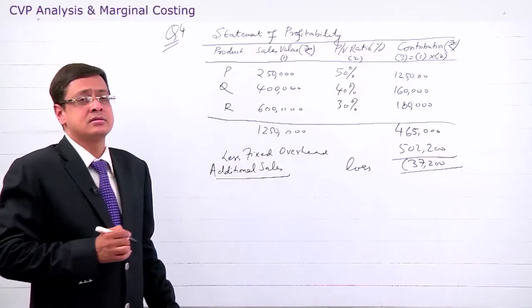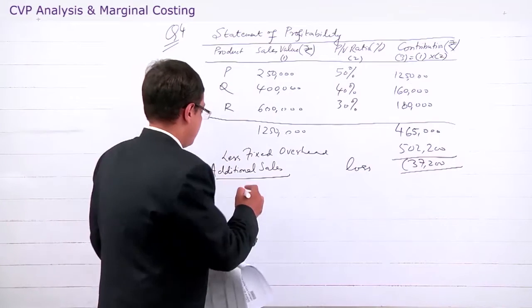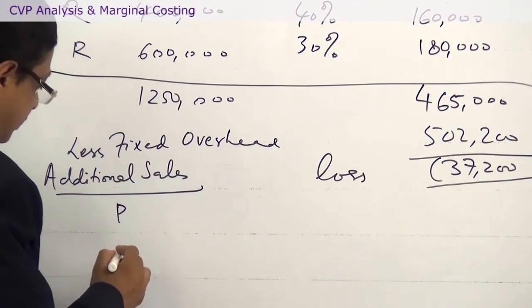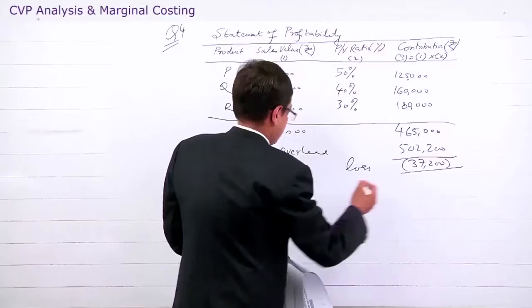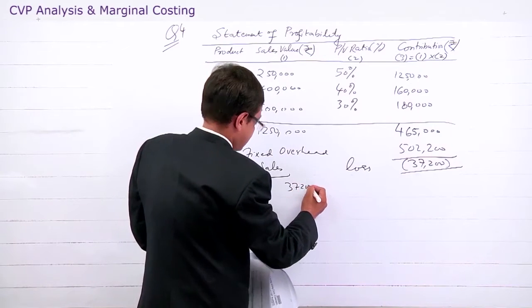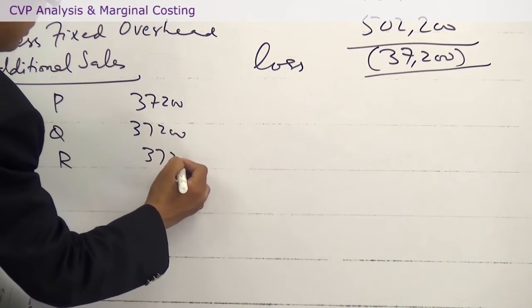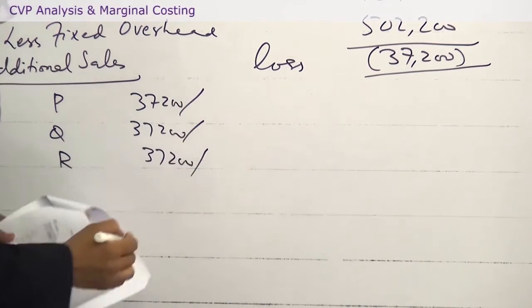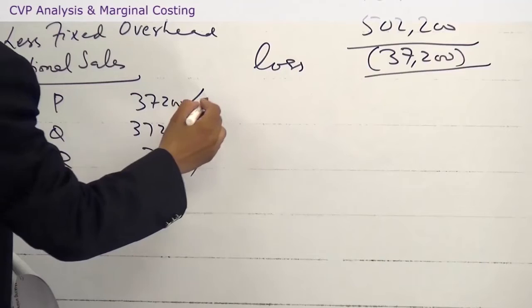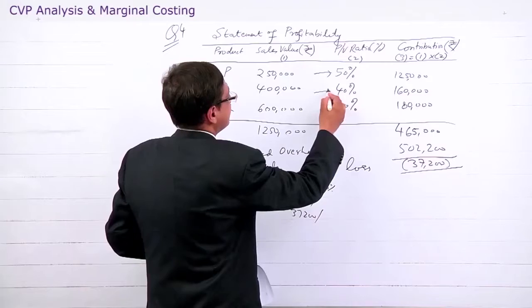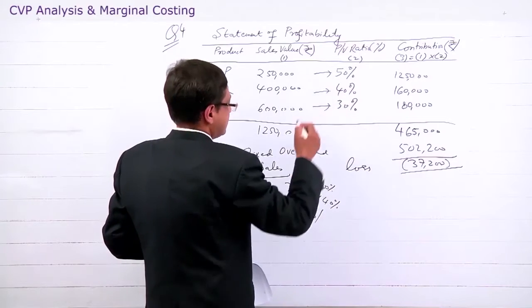So, what this question says? It says you must have additional sale. So, P, Q and R. This is 37,200, this loss in each of the product has to be recovered. So, what is the PV ratio? 50%. So, divide it by 50%. What is the next for Q? 40%, divide by 40%.